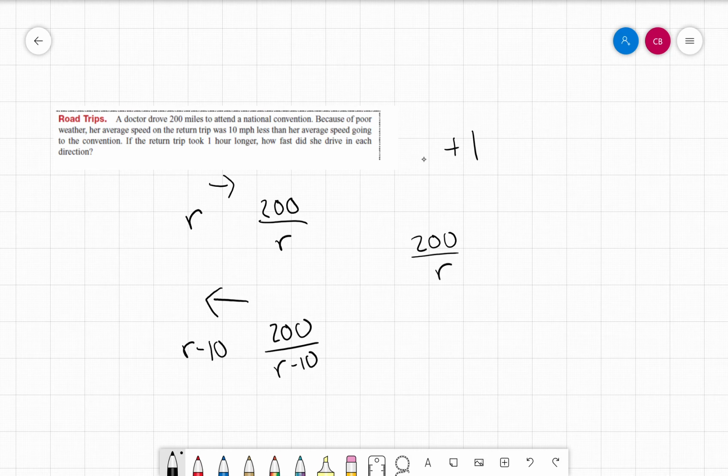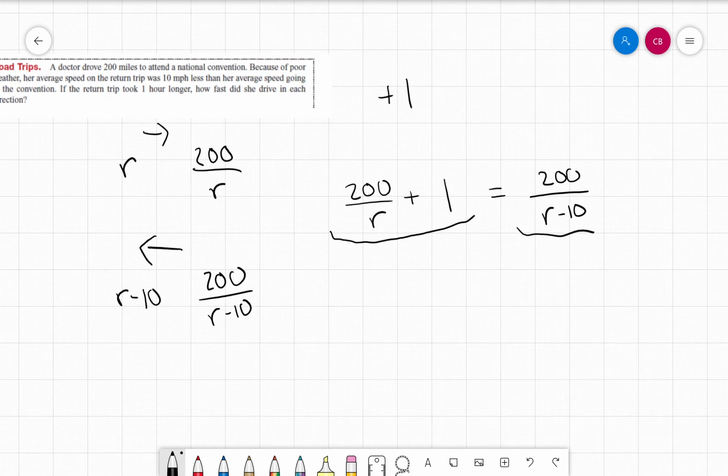200 over r plus the 1 hour, because it's going to take her an extra hour to get home from the other side, is equal to 200 over r minus 10. Okay, still got the same distance, she's going the same amount of miles in both cases. If you added an hour to her first rate, it would give you the amount of time it took her to get home with the slower rate.